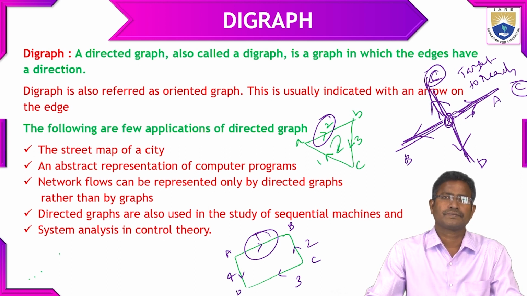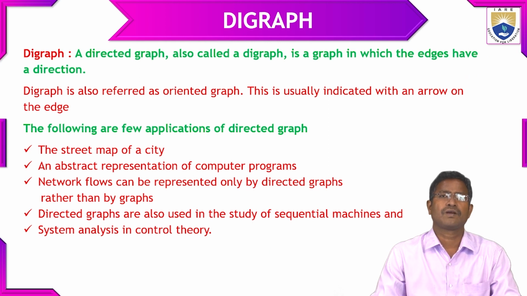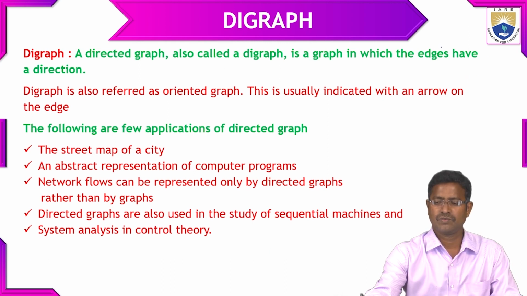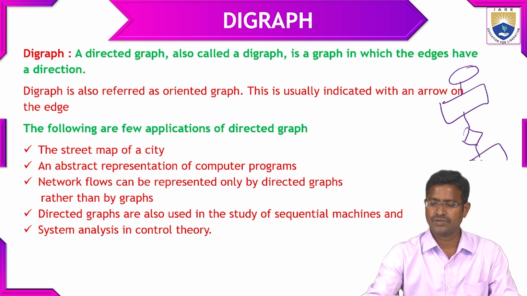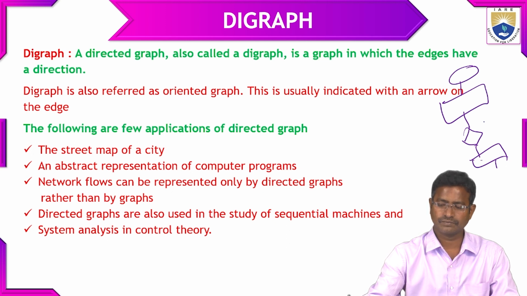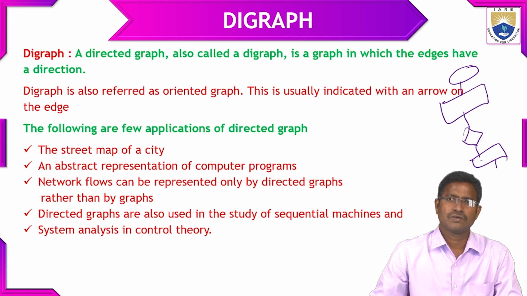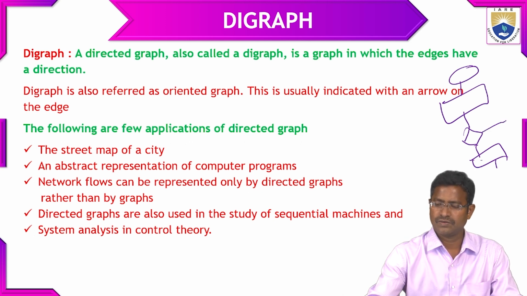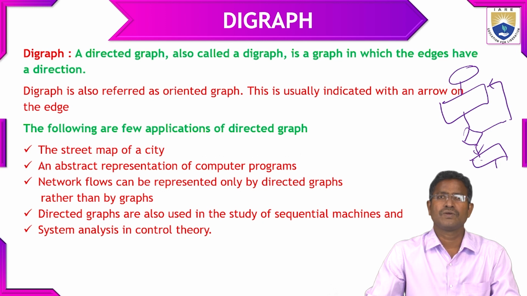And the next one is representation of computer programs. You know that you'll have a start, some initialization, some conditions, some execution part, and finally an end. If the condition is satisfied, it will go down, otherwise it will go back. That means the computer does not understand if you don't give the flow of the program.